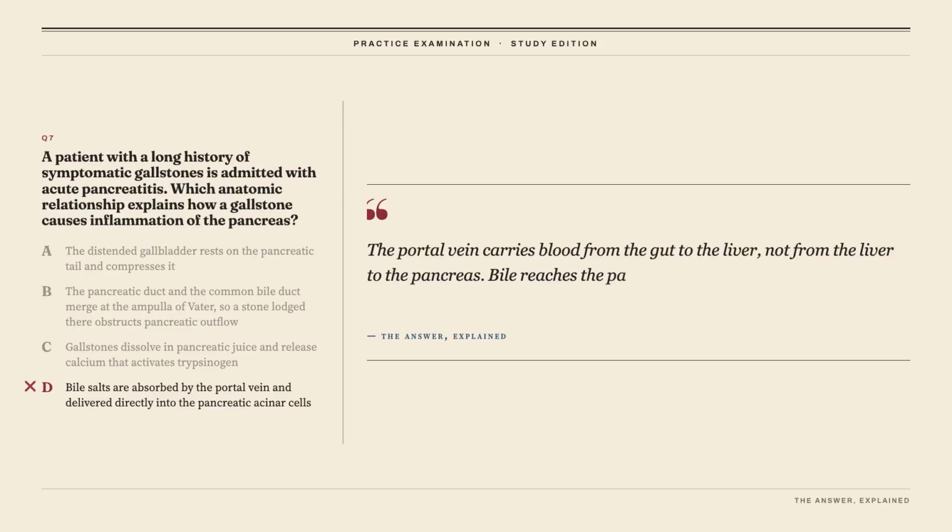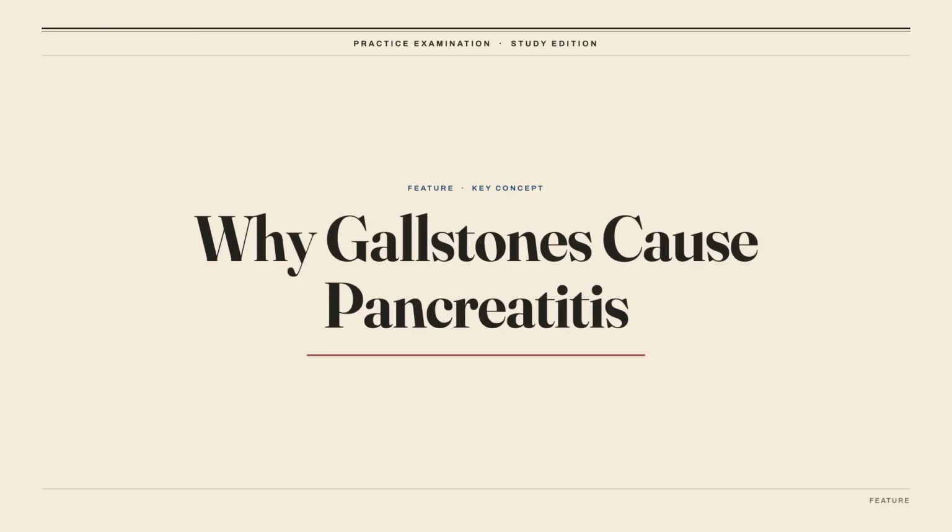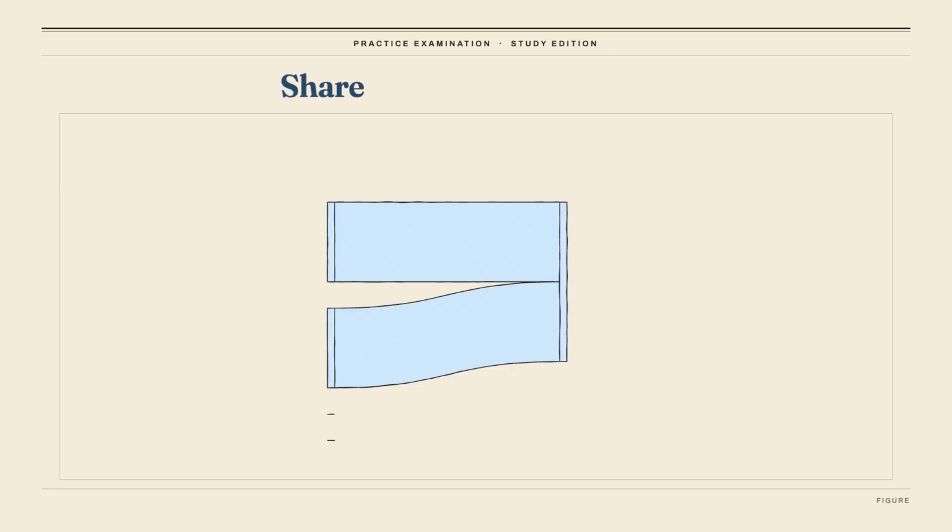Bile reaches the pancreatic duct by reflux at the ampulla, not by way of the bloodstream. The gallbladder and pancreas are separate organs with no shared tissue, yet gallstones are the leading cause of pancreatitis. The answer isn't in the organs themselves, it's in a shared drain pipe they both depend on.